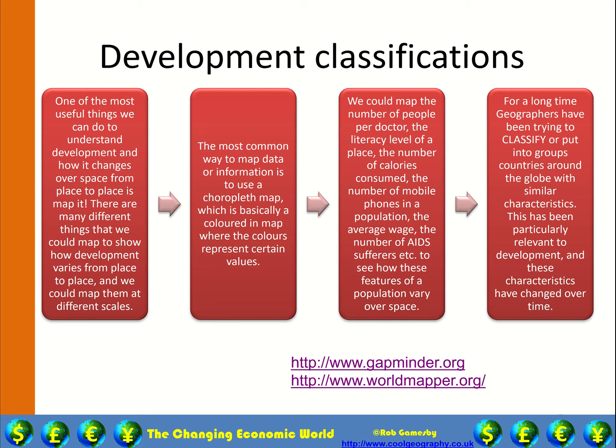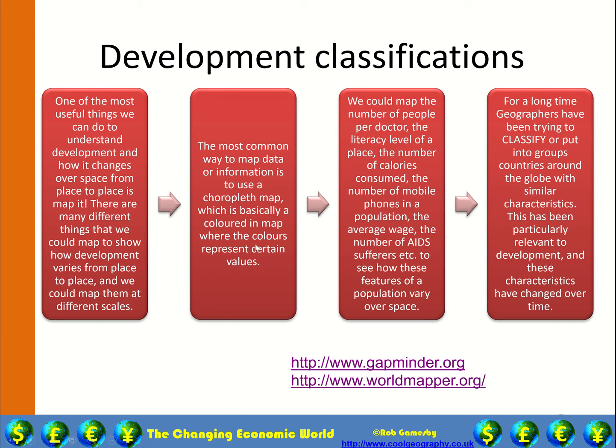One of the most useful things we can do to understand development and how it changes over space, so that's from place to place, is to actually map it. And we looked at a lot of the classifications, sort of categories of development that we could look at, like life expectancy and literacy rates, and we can map those.